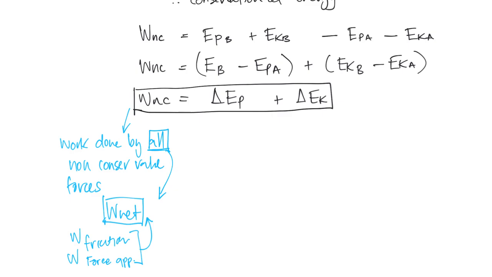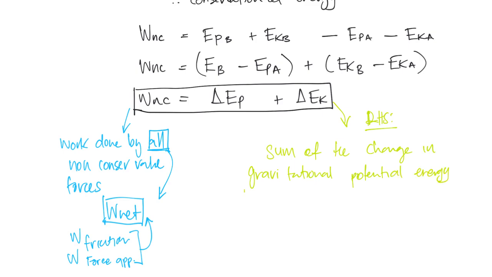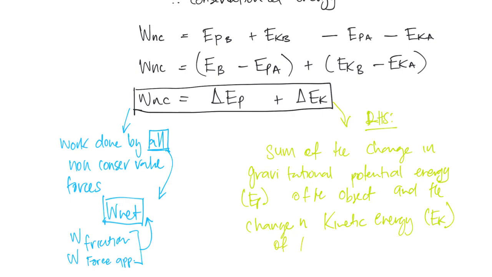On the right hand side of your equation, I've got the sum of the change in gravitational potential energy, which is my EP of the object, and the change in kinetic energy, my EK of the object. So this formula is your main formula.